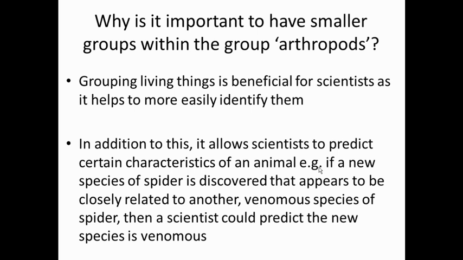So if a new species of spider is discovered that appears to be closely related to another species that we already know about, that other species could be venomous, then the scientist could predict that that new species is venomous, okay? So it helps scientists identify new species, and also it helps them predict characteristics which can be beneficial for lots of reasons, like knowing if they're dangerous or not. Okay.